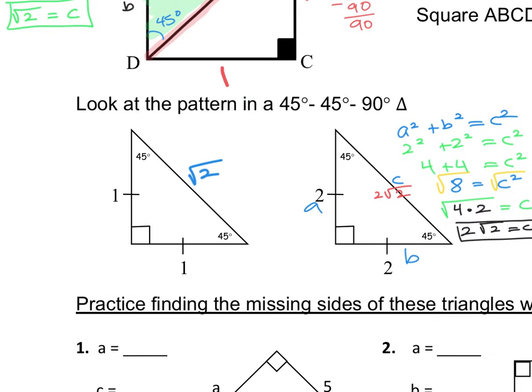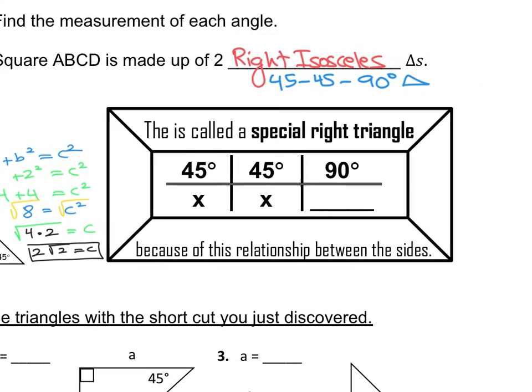So let's look at the pattern. If the leg is 1, the hypotenuse is 1 root 2, which is just root 2. If the leg is 2, then the hypotenuse is 2 root 2. So it seems that I'm always multiplying the leg by square root of 2 to get the hypotenuse. So if the leg is x, that means that the hypotenuse is going to be x root 2. So when I say 45, 45, 90, the 45 represent the leg, the side in front of the 45.